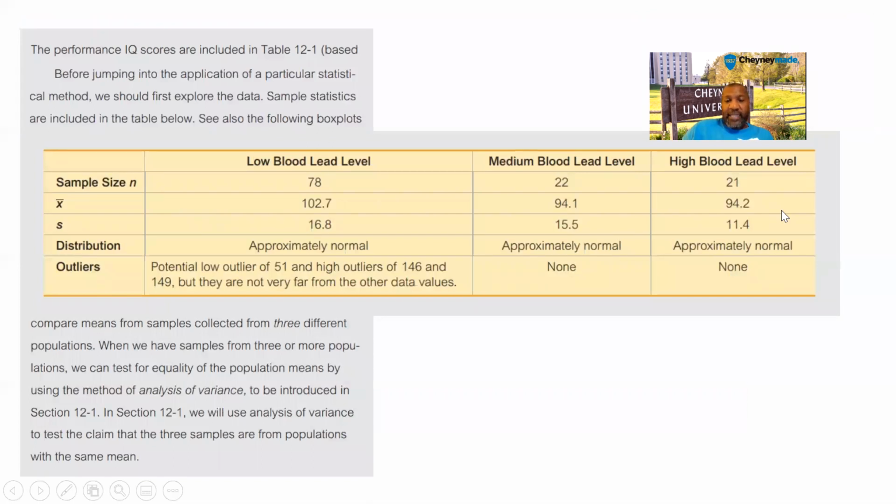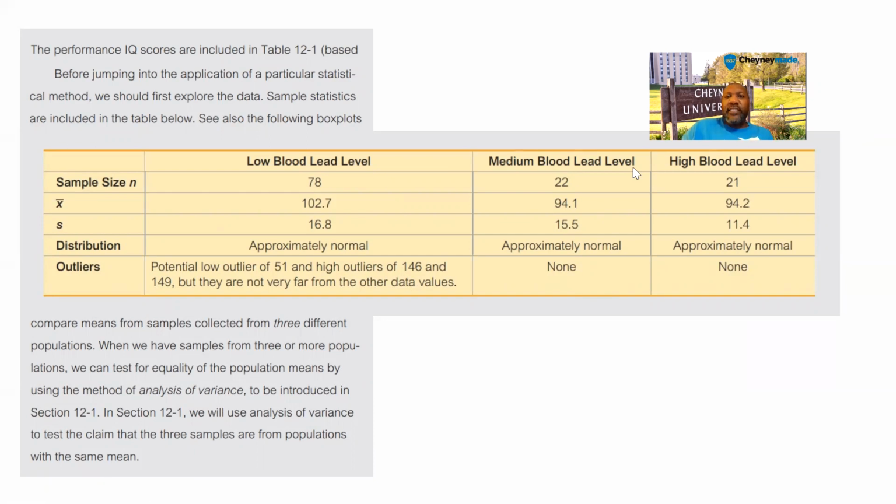All right. Now I'm going to read this, right? The performance IQs are included in table 12.1. Before jumping into the application of a particular statistical method, we should first explore the data. Sample statistics are included in the table below, right? So let's sit back and look at this. Look at the sample size. Remember, there's a little bit more. This right here, you can clearly say it.